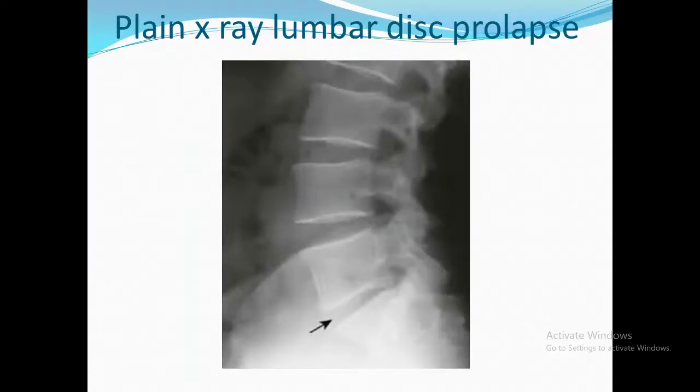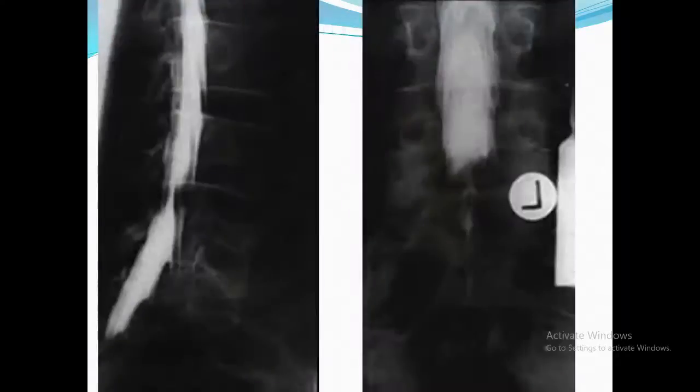Here we have an example of plain X-ray lumbosacral spine, lateral view, showing narrowing of the disc space at the L5-S1 segment. This slide shows a lumbar myelography of the patient with dye restriction due to lumbar disc prolapse.